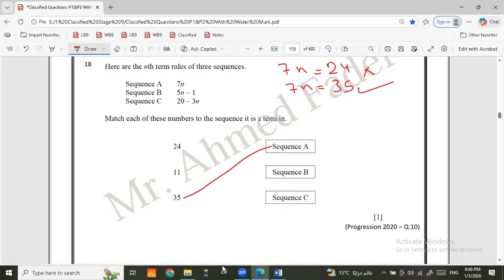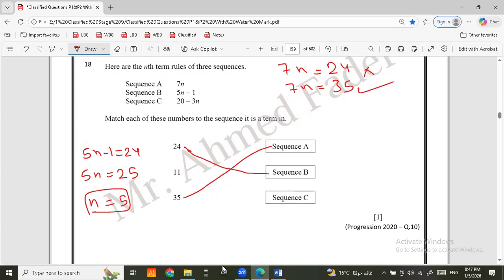5 multiplied by something minus 1 gives you 24? Yes. How can I know it? If you do 5n minus 1 equals 24, let's solve the equation. 5n equals, send the negative 1 there, positive 1 becomes 25. Divide by 5, n equals 5. Yes, there is actually a term, and it's the fifth term. It's going to give you 24. So 5n minus 1, sequence B, has a term that is equal to 24.